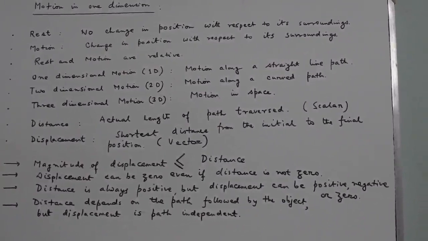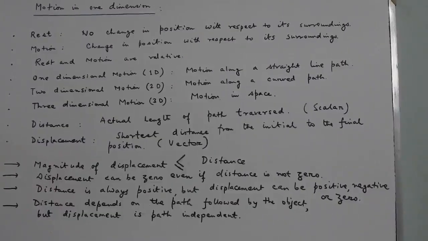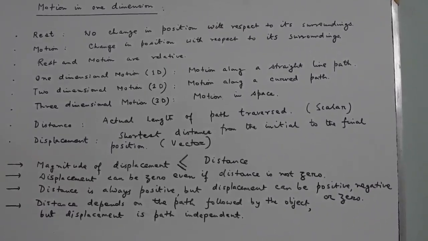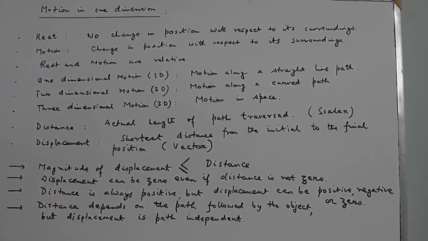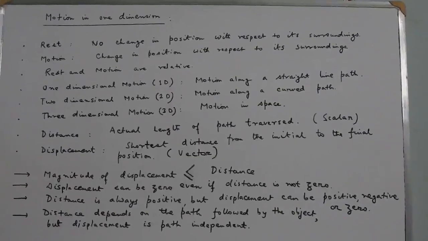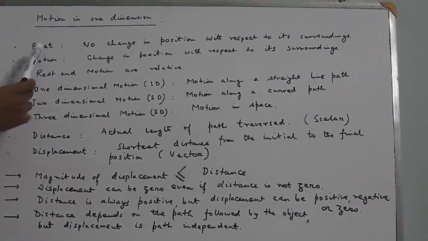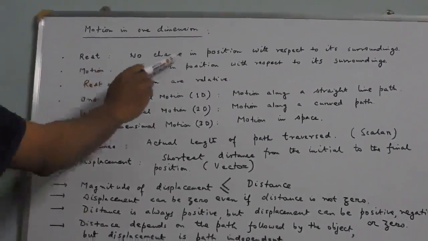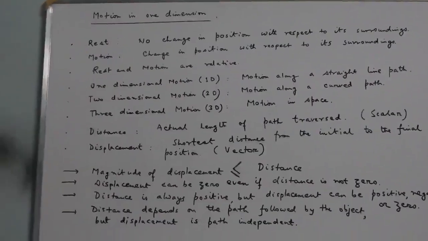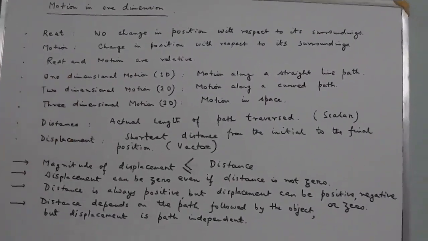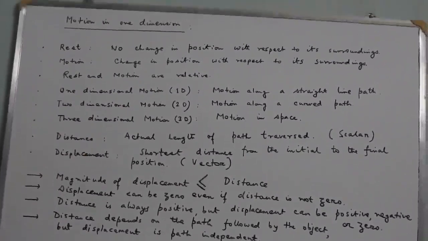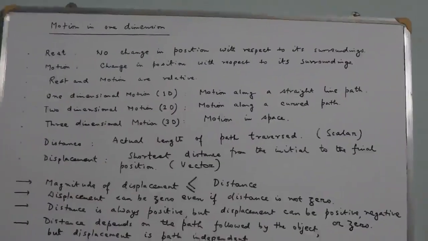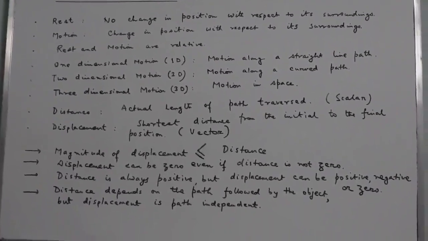Rest and motion are terms which are well associated with any object moving with respect to its surroundings, or at rest with respect to its surroundings. So specifically, rest means if a body is not changing its position with respect to its immediate surroundings, then the object is at rest. And if an object changes its position with respect to its immediate surroundings, then the object is in motion.